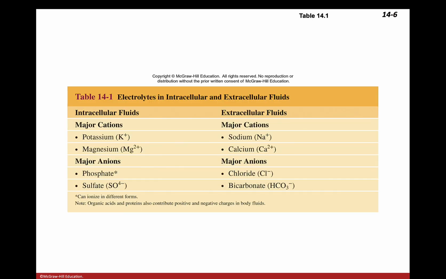Now here, this is basically looking at the different types of ions that we find in the intracellular versus extracellular fluid. If we look at the primary cations we expect to find in intracellular fluid, they're going to be potassium and magnesium, whereas the negatively charged particles we expect to find inside the cell are phosphate and sulfate. When we compare that to the outside, or our extracellular fluid, the major cations are sodium and calcium, and the primary negatively charged ions that we will find in the extracellular fluid will be chloride and bicarbonate.